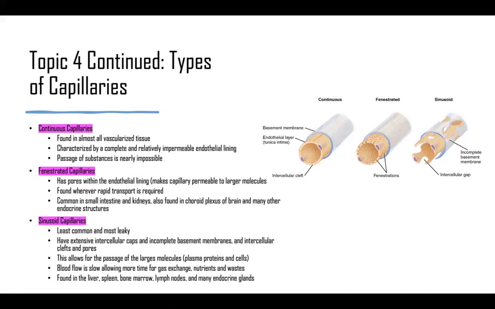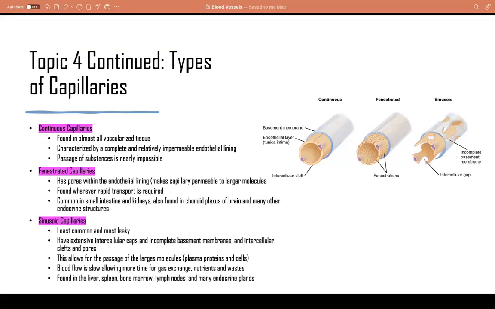And these clefts allow for exchange of water and other very small molecules. Again, leakiness in this type of capillary is not the leakiest type, and the only substances that can pass through are metabolic products. So this could be glucose, water, gases, hormones, and white blood cells.